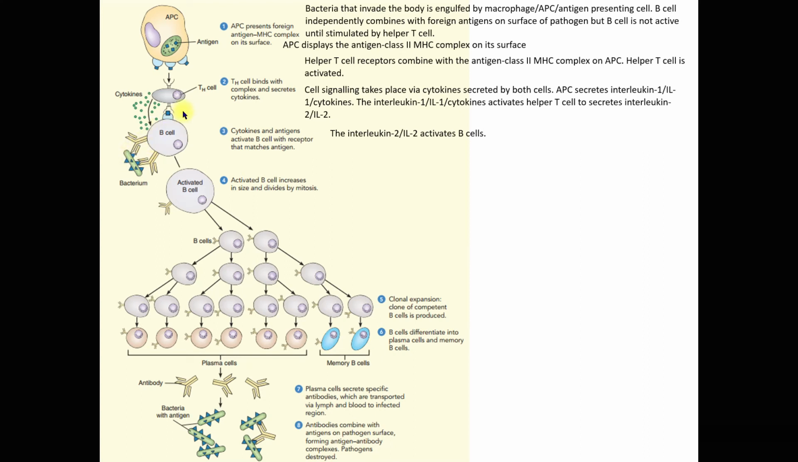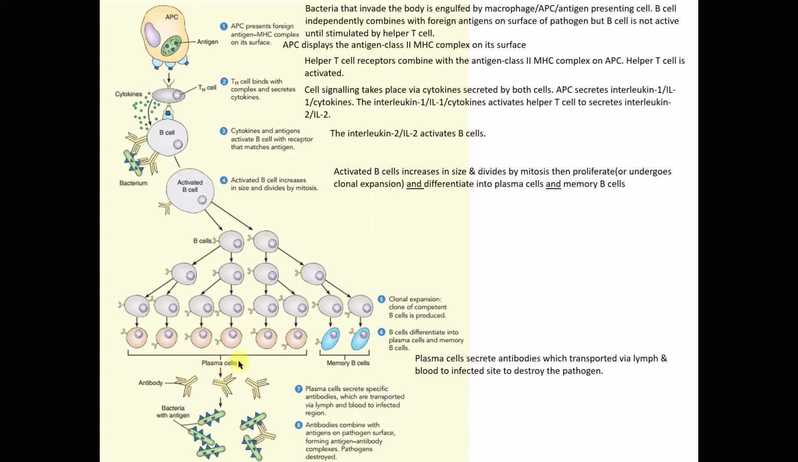Okay, so the interleukin 2 activates B cells. Activated B cells will increase in size and divide by mitosis, then proliferate. You can say another word for proliferate is clonal expansion. So after the B cells undergo clonal expansion, the B cells will differentiate into plasma cells and memory B cells. Like what I mentioned earlier, another name for plasma cells is effector cells.